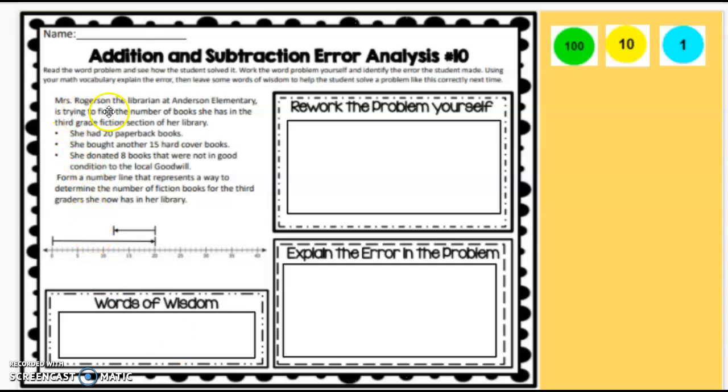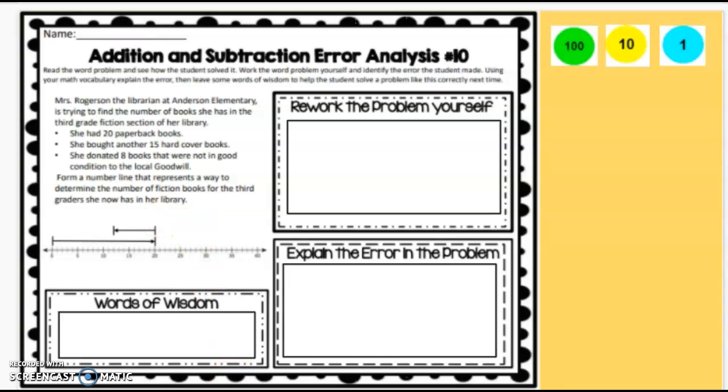Mrs. Rogerson, the librarian at Anderson Elementary, is trying to find the number of books she has in the third grade fiction section of her library. She had 20 paperback books. She bought another 15 hardcover books. She donated 8 books that were not in good condition to the local Goodwill. Form a number line that represents a way to determine the number of fiction books for the third graders she now has in her library.